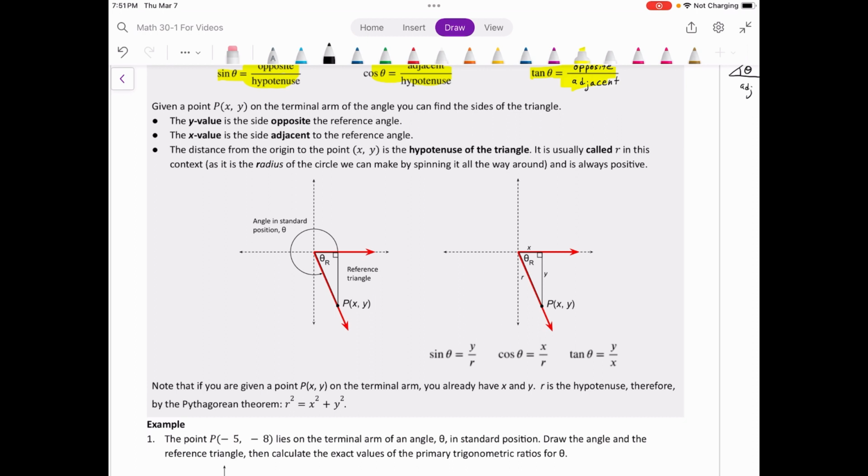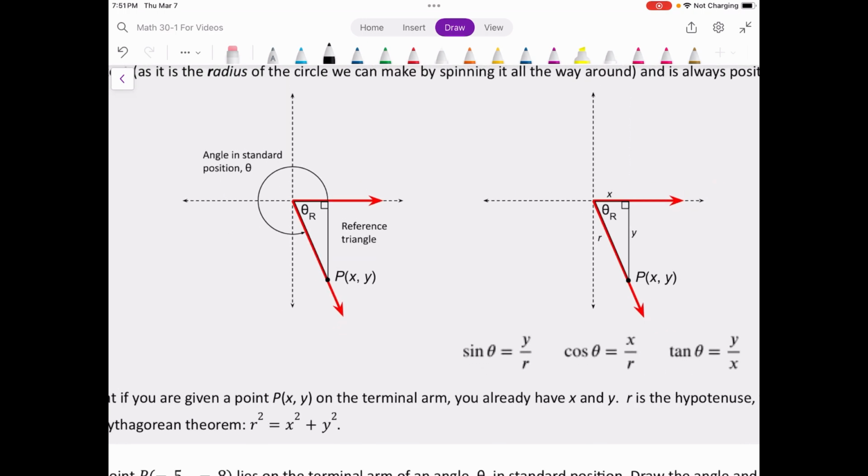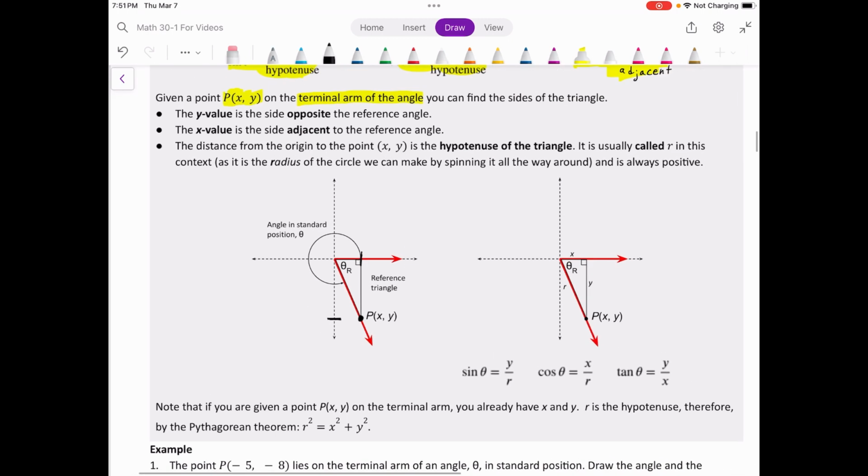So if we know a point, remember, this is all happening on the Cartesian plane, the x and y axes. If you know a point's coordinates, its x coordinate and its y coordinate, and that point lies on the terminal arm of the angle, like looking here, this point here, it does have an x value, and it does have a y value, and it's on the terminal arm of our angle. Do you see how that x value and that y value can tell us about the adjacent and the opposite sides of our reference triangle?